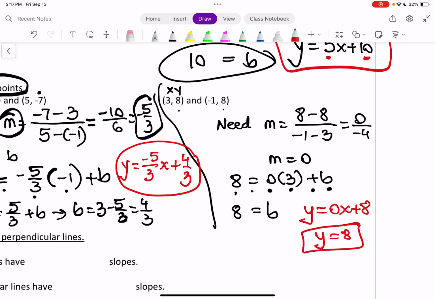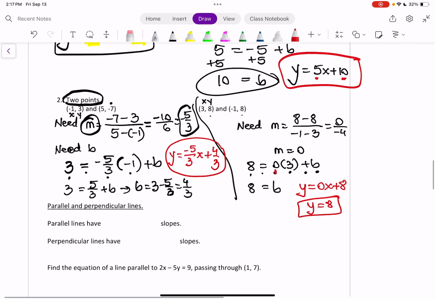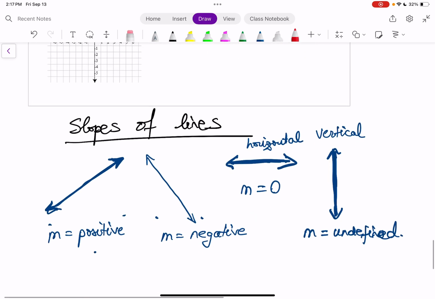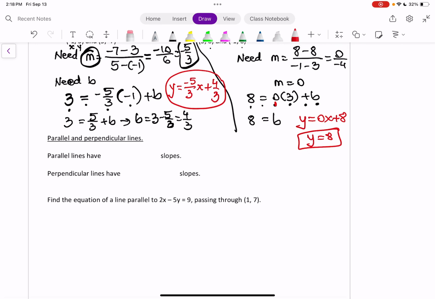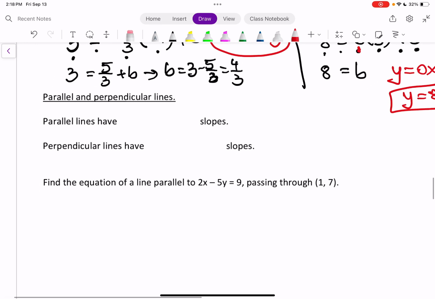So as you see, we got one of those special lines where there is no x, and there's no x because its coefficient was 0, yes? So y equals 8 is a horizontal line. And if you remember what we said, horizontal lines have a slope that equals 0. So there you have it. Okay. So we're adding one more thing yet.